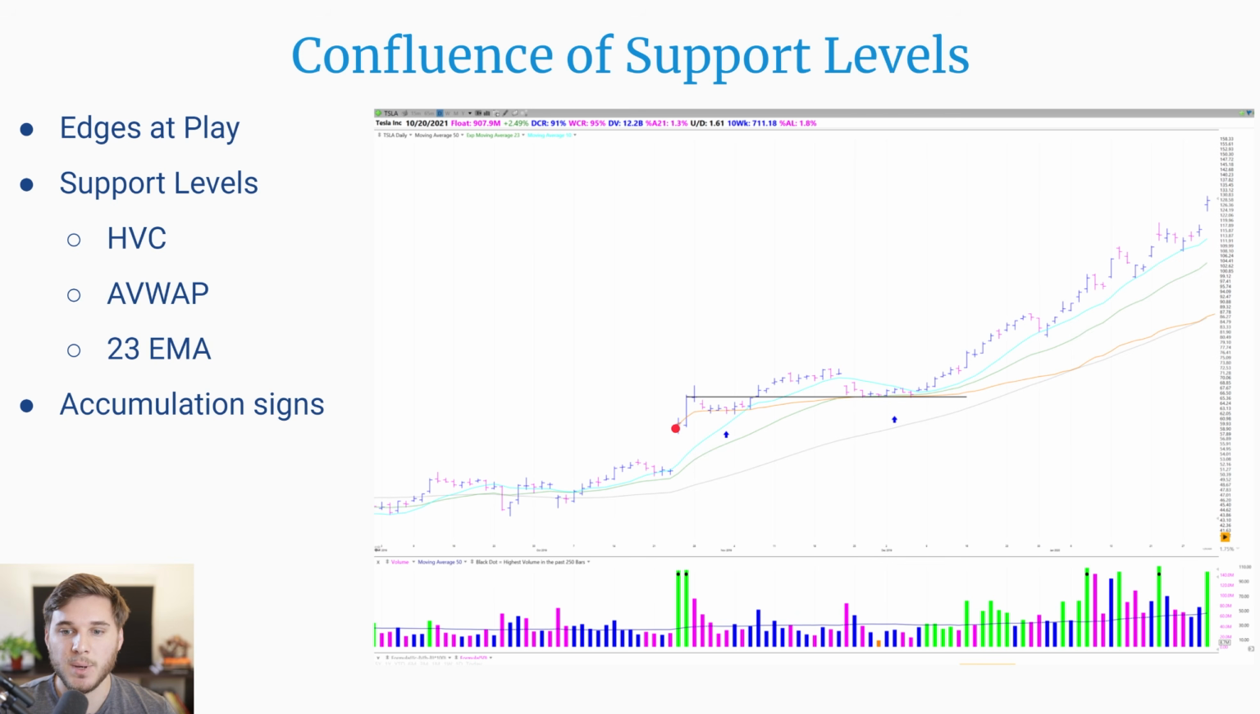So if you draw an anchor VWAP from the first gap up here, this basically supports price right here. But if you also take the high volume close from the second day on very high volume, this lines up exactly at the same point, and you've got the 23 exponential. So as many setups as possible, along with tight constructive price action, a drift on low volume. This suggests that really nobody's selling this very tight price action on low volume, and then you've got strong moves up on volume off this support level.